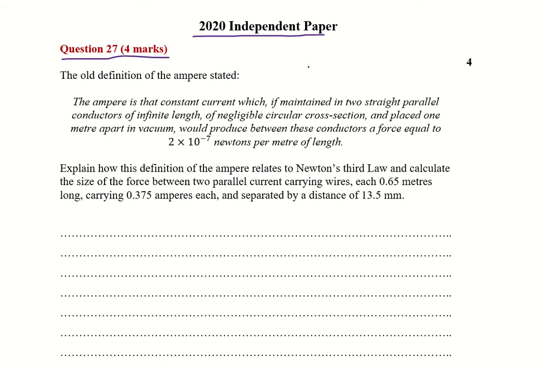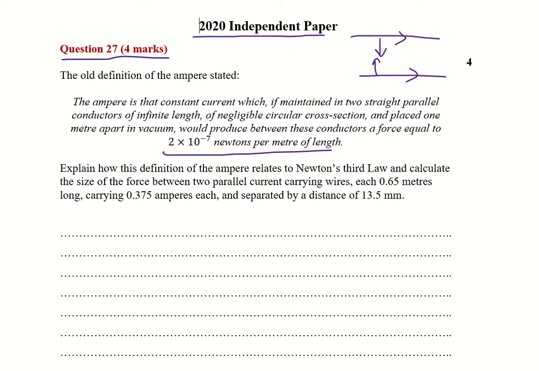Essentially what that actually means is if you have two wires and the current is moving in the same direction as each other, the two wires will exert a force onto each other that is roughly at that per 1 meter length.